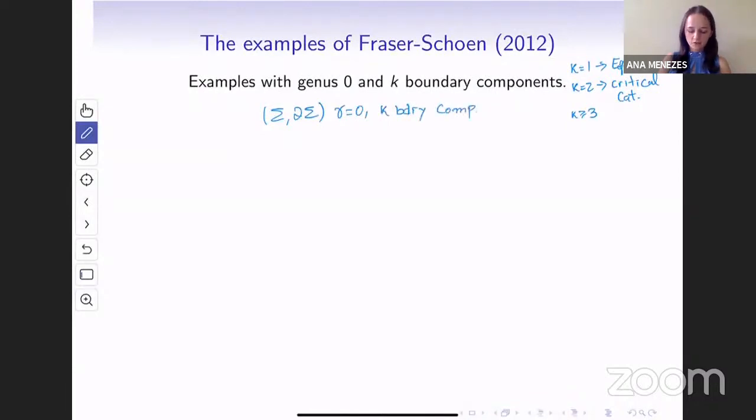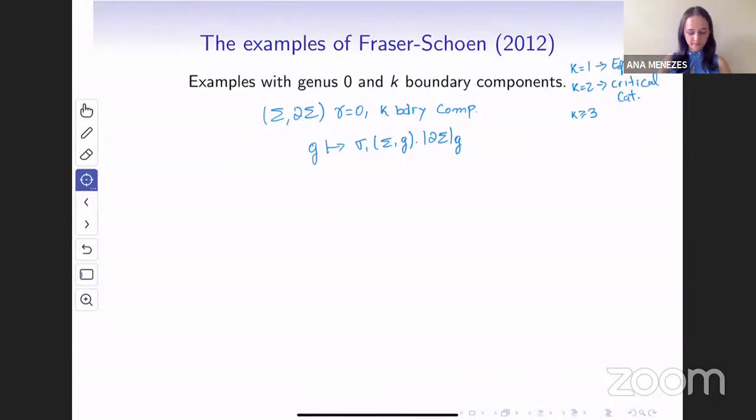And given any metric on your surface sigma, you look at the quantity: the first Steklov eigenvalue of sigma with respect to the metric times the length of the boundary, also with respect to the metric. So Fraser and Schoen were able to prove that the maximum of this quantity is attained by a smooth metric, and sigma endowed with this metric can be realized as a free boundary minimal surface in the ball.